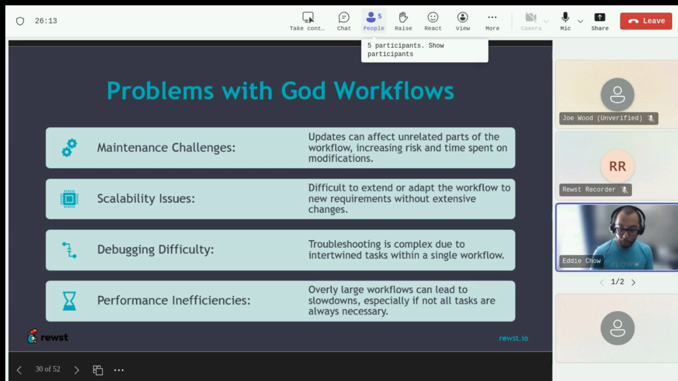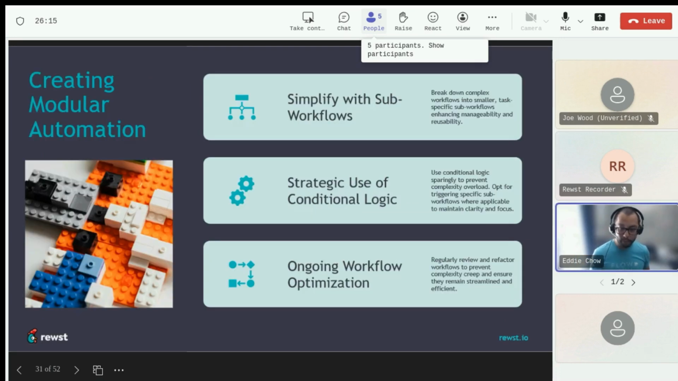And so when we think about building workflows, again, we want to think about building them as if we were building with Legos, building them modularly, right? Using sub workflows, being very strategic and deliberate in how we set up our conditions, and continuing to optimize the existing sub workflows that we're working through. So we'll cover a lot of the modularity aspects pretty soon.